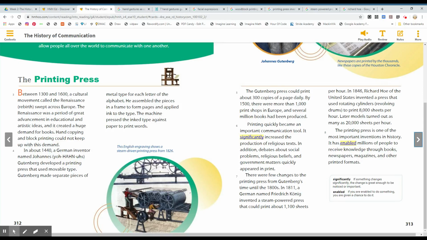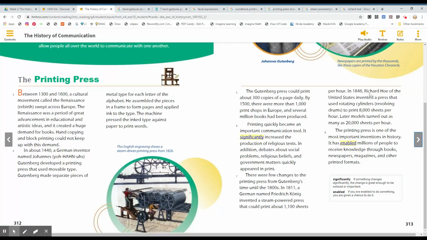It significantly increased the production of religious texts. In addition, debates about social problems, religious beliefs, and government matters quickly appeared in print. There were few changes to the printing press from Gutenberg's time until the 1800s. In 1811, a German named Friedrich Koenig invented a steam-powered press that could print about 1,100 sheets per hour.